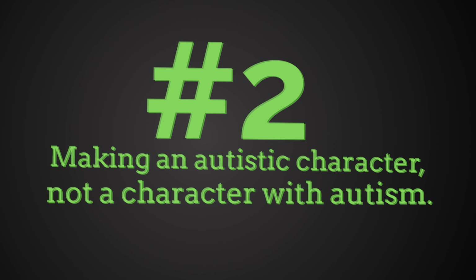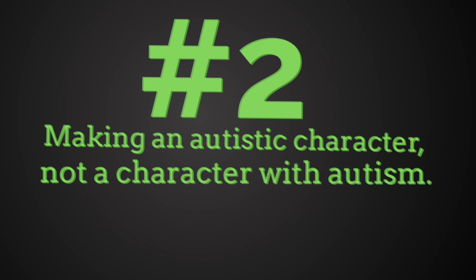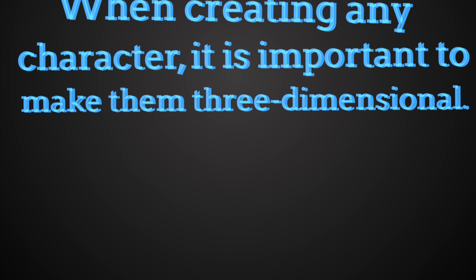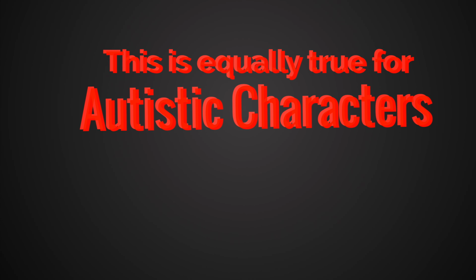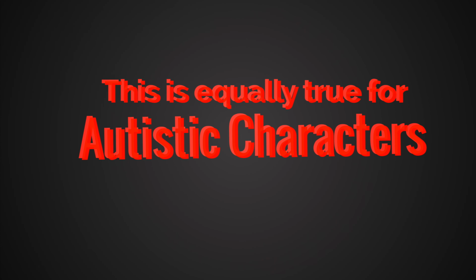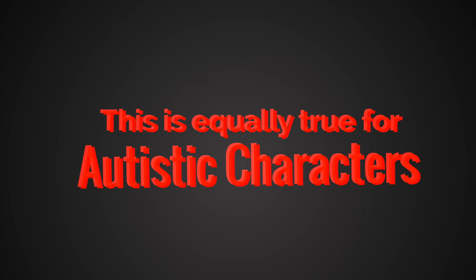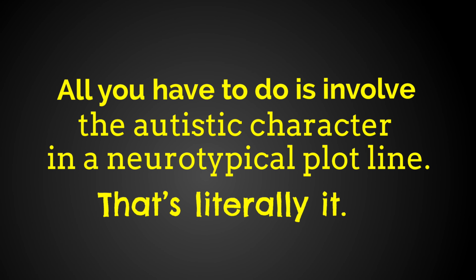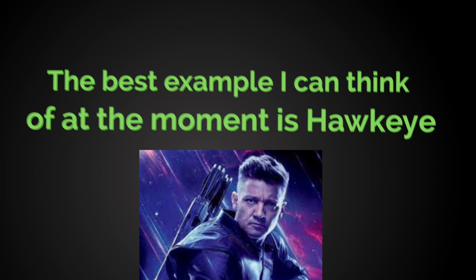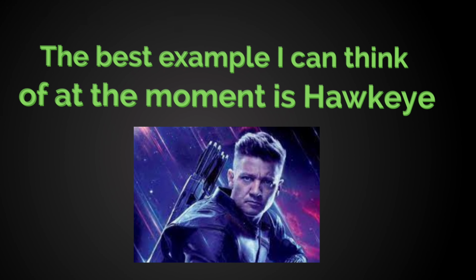Number 2. Making an autistic character not a character with autism. When creating any character, it's important to make them 3-dimensional. This is equally true for autistic characters. All you have to do is involve the autistic character in a neurotypical plotline. That's literally it. The best example I can think of at the moment is Hawkeye.